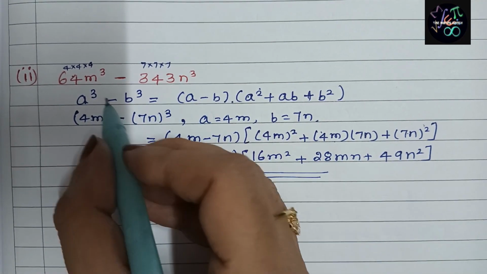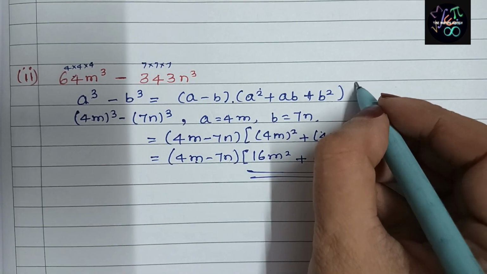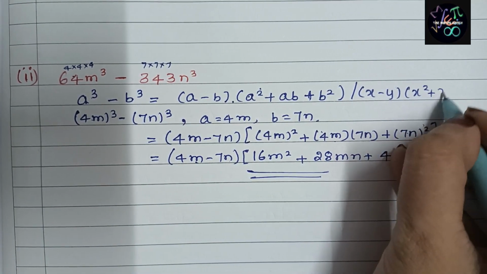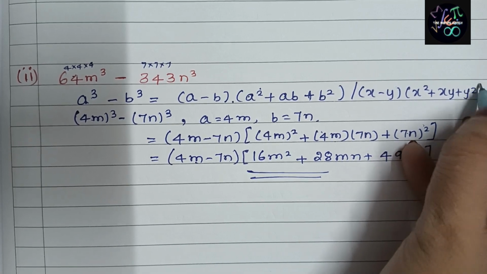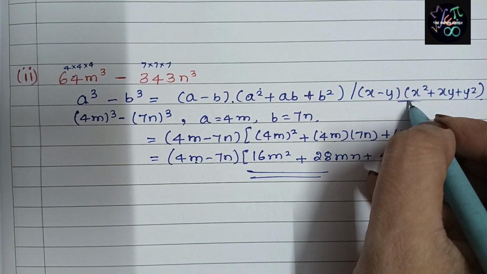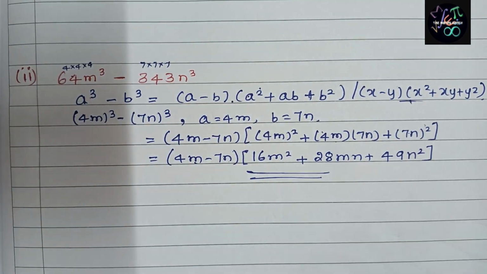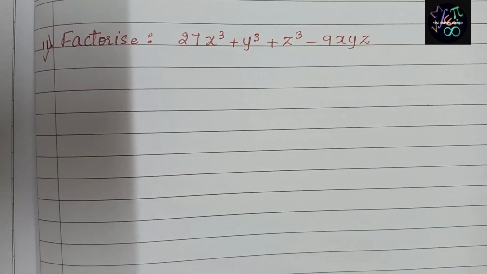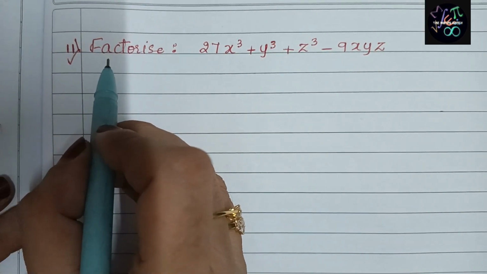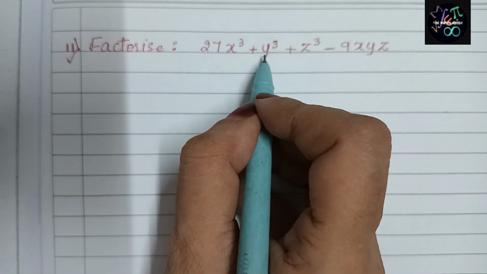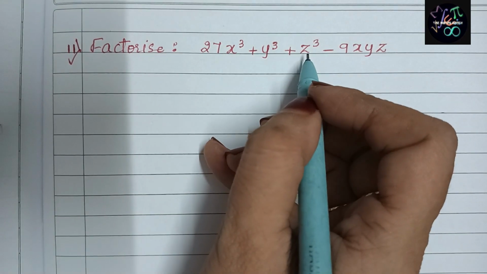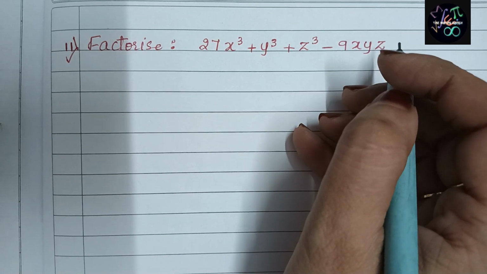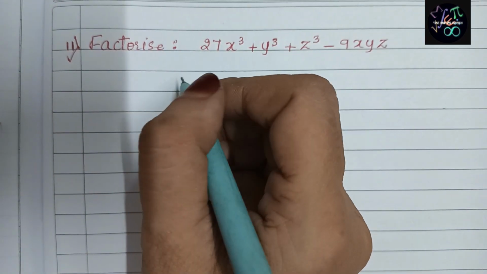If you are confused with the a, b formula, then as I have told you we can write x minus y, x square plus xy plus y square. You can use this formula also in terms of x. Okay. So here let us see question number 11. Question 11 is factorize 27x cube plus y cube plus z cube minus 9xyz. Here which formula will we use? Here we will use the formula.